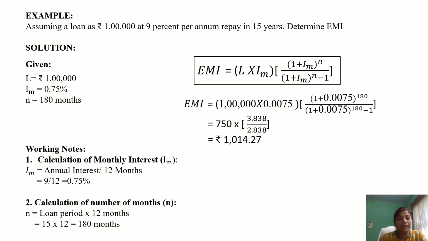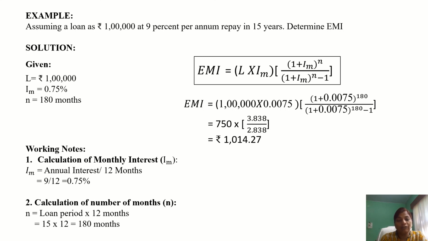Let us understand this EMI with an example. Assume a loan of 1 lakh at 9% per annum, repayable in 15 years. We need to calculate the EMI. What is L here? The loan amount, that is 1 lakh. Im and n we will calculate. In the working notes, the monthly interest Im is nothing but the annual interest divided by 12 months. So 9 divided by 12 is 0.75. This is the monthly interest that we are going to pay on the loan amount.